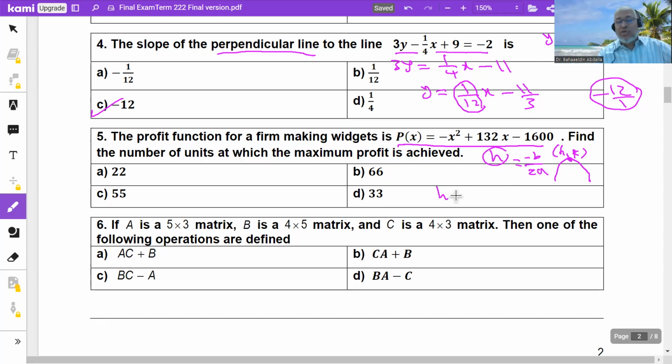So h would be, what is a? a is negative 1. What is b? 132. So negative b would be negative 132 over 2 times negative 1, that's negative 2. Negative over negative is positive. 132 over 2 is 66. So the answer is part B.